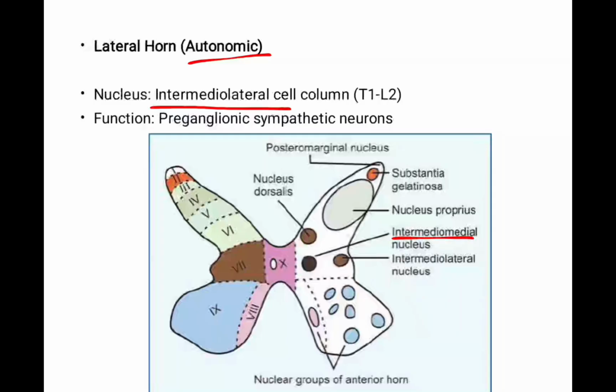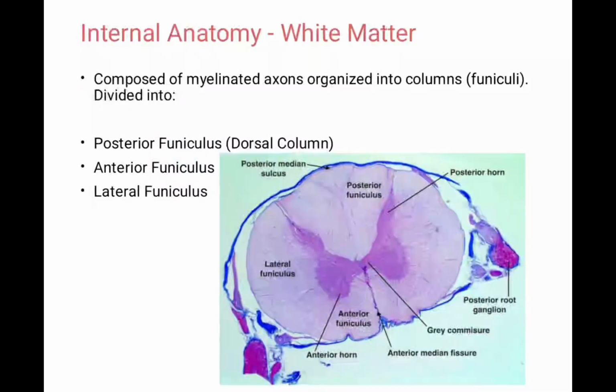Some sources will also tell you about the intermediolateral nucleus and the intermedial nucleus. They are responsible for preganglionic sympathetic neurons. That's the function they serve. So looking at the internal anatomy, we already talked about the gray matter, which is H-shaped, and we have described the posterior horn, the lateral horn, and the anterior horn, as well as the major nuclei located in these regions and the functions they perform.